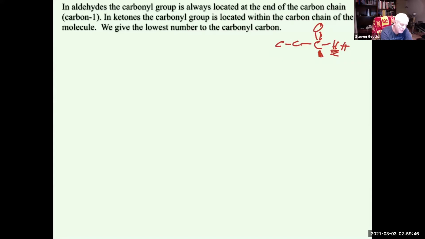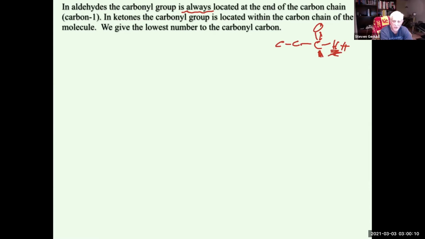It has to be at the number 1 carbon because it ends. There's a hydrogen at the end of the chain. Okay, so in aldehydes, the carbonyl group is always, and very few times in chemistry do I say always. In fact, hardly ever do I say always. But in aldehydes, the carbonyl group is always located at the end of the carbon chain because hydrogen is terminal. You can't add anything else after that.